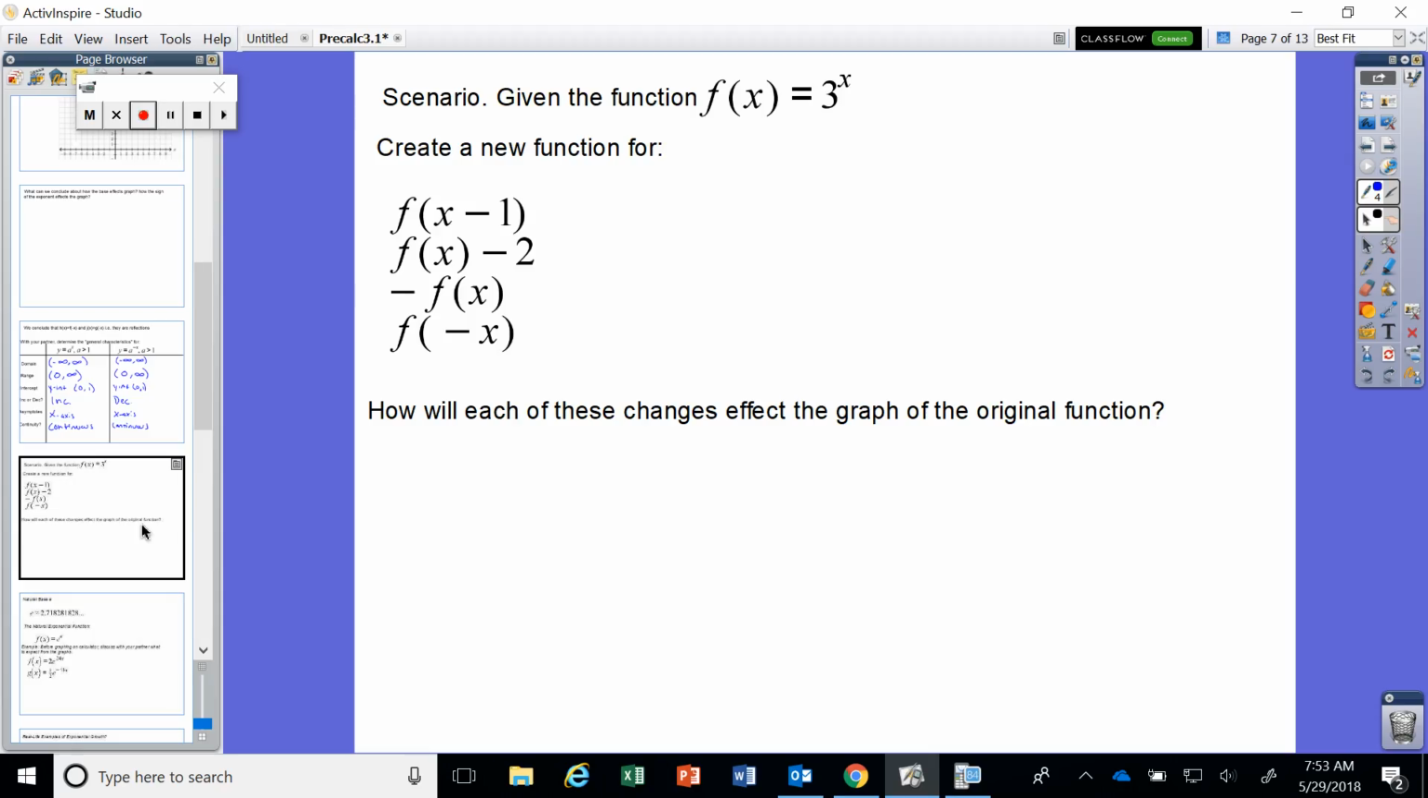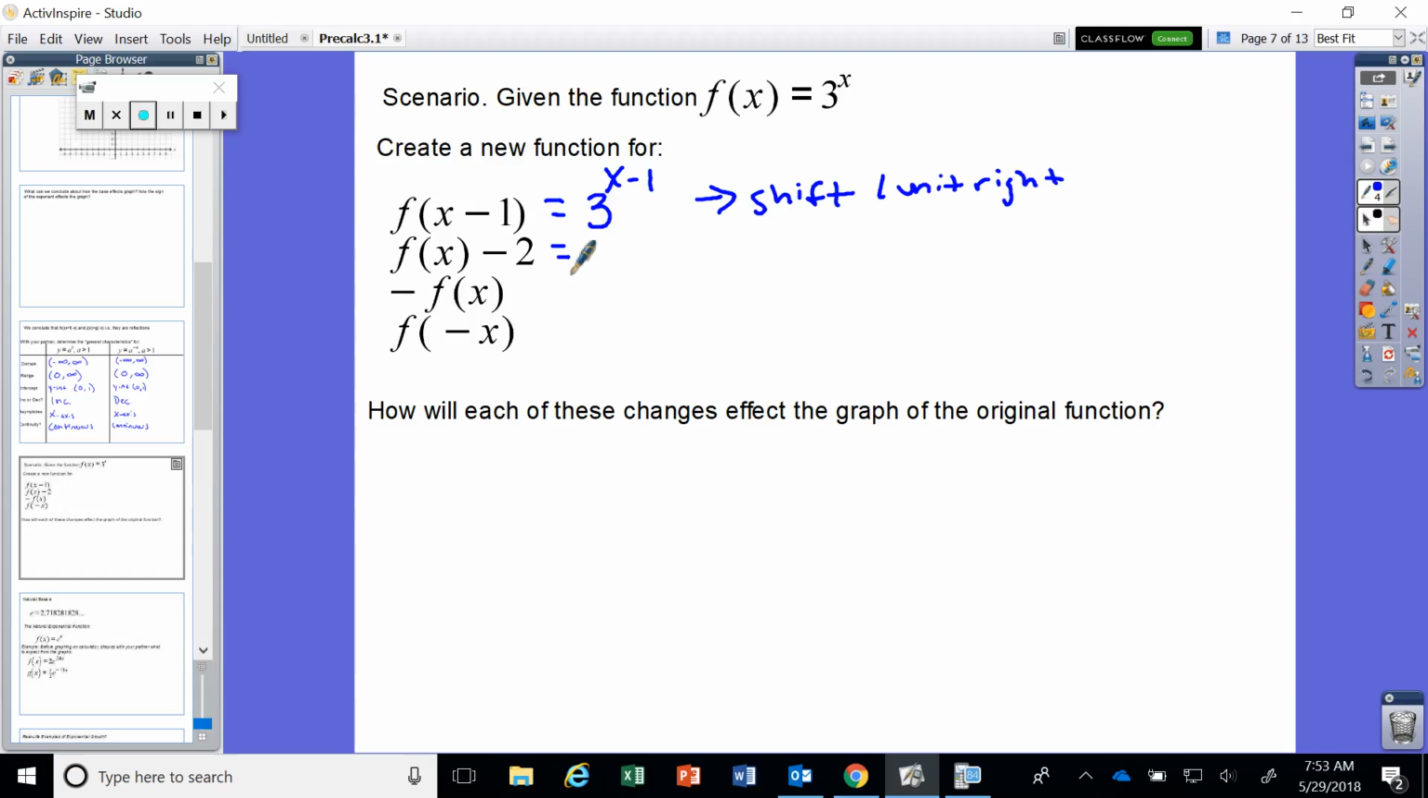So f of x minus 1, that means wherever I see an x, I'm supposed to substitute x minus 1 in. So my new function is 3 to the x minus 1. Well, what does this actually represent for us? Remember, it's kind of the opposite of what you see. So x minus 1 is really going to show us a shift 1 unit right.